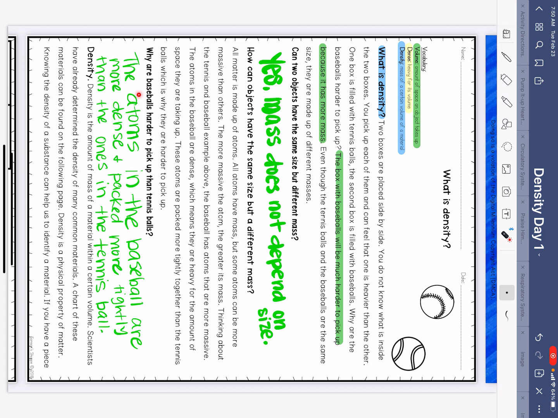Why are baseballs harder to pick up than tennis balls? We just read it. The atoms are packed more tightly together than in the tennis ball. Density. Density is the amount of mass of a material within a certain volume. Scientists have already determined the density of many common materials. A chart of these materials can be found on the following page. Density is a physical property of matter. Knowing the density of a substance can help us identify a material.